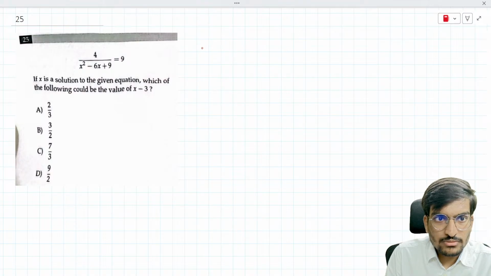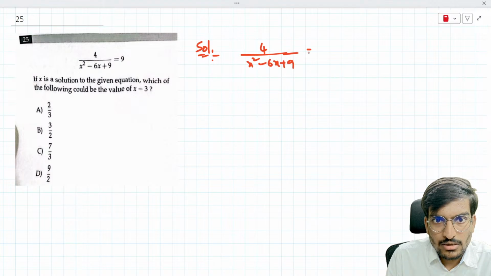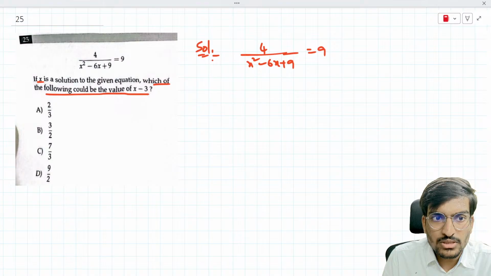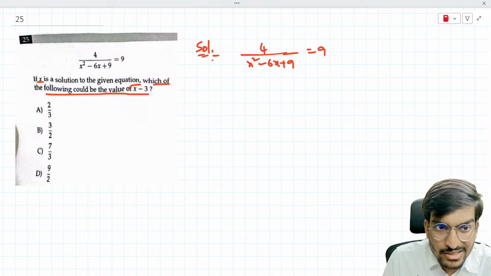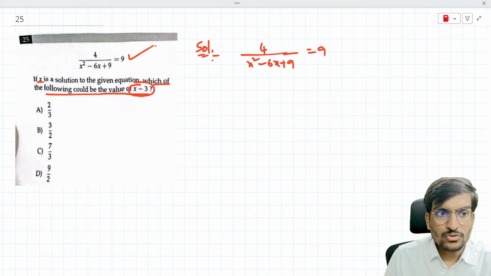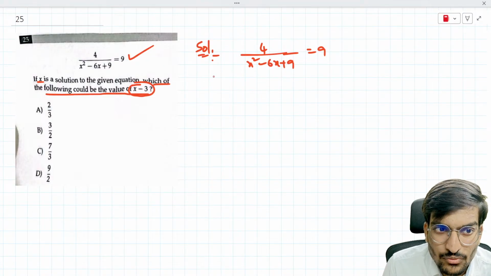So now 25. The given equation is 4 by (x squared minus 6x plus 9) equals 9. If x is a solution to the given equation, which of the following could be the value of x minus 3? They're asking us to find the value of x minus 3 for the given equation. So which will be the solution? Let's see how we get this x minus 3.